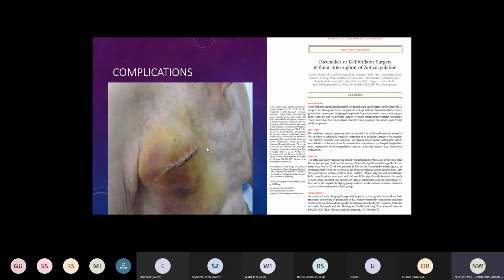DOACs are slightly simpler in many ways. We tend to stop those the day before, so that they could take it up until the day before, leave off on the day of the procedure, restart it the following morning, assuming all is well. If we're particularly worried that they're on antiplatelets, or they have low platelets, or there's another reason to be worried about bleeding, we might leave it off a little bit longer, but we're keen to get that restarted as soon as possible.